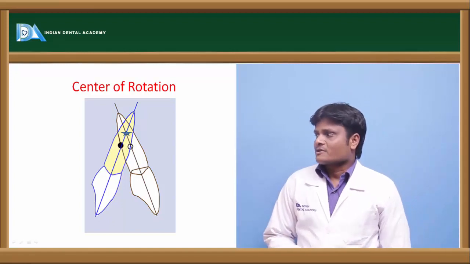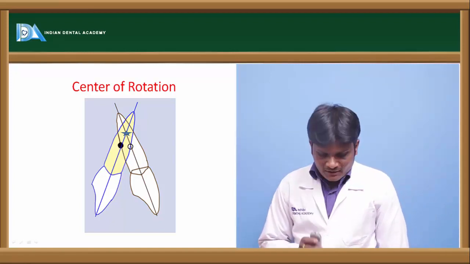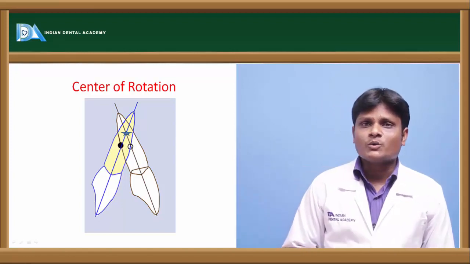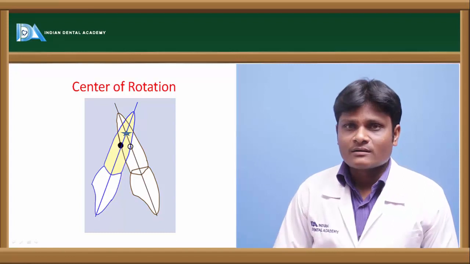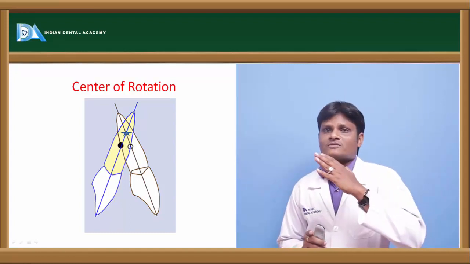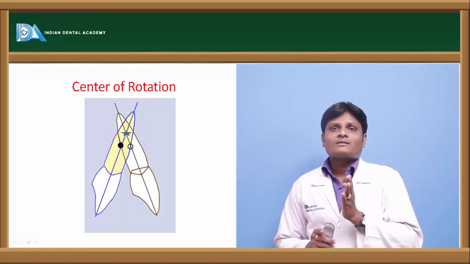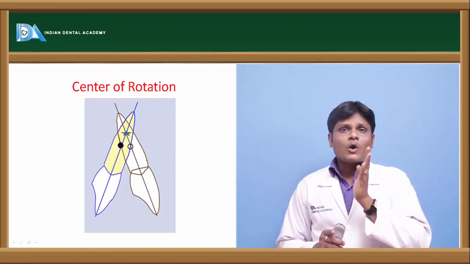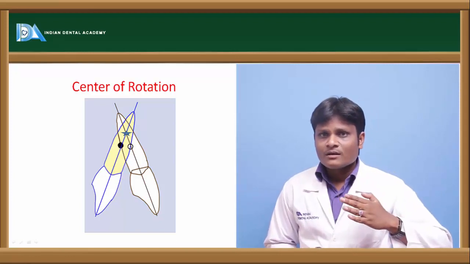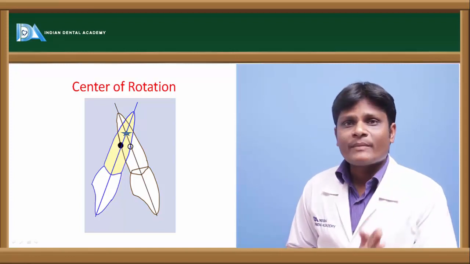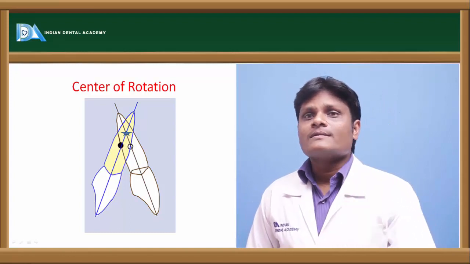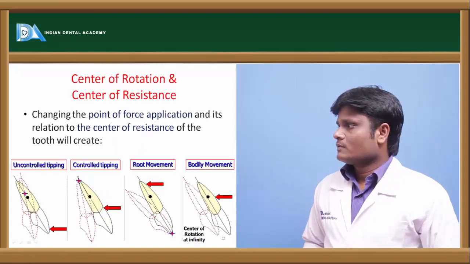What is the center of rotation? If we apply a force at a certain point away from the center of resistance on a tooth, the tooth will rotate. That means the long axis of the tooth is going to change. When we draw the long axis of the tooth before its movement and after its movement, both long axes will meet at a point. This is called the point of intersection, and it is called the center of rotation.